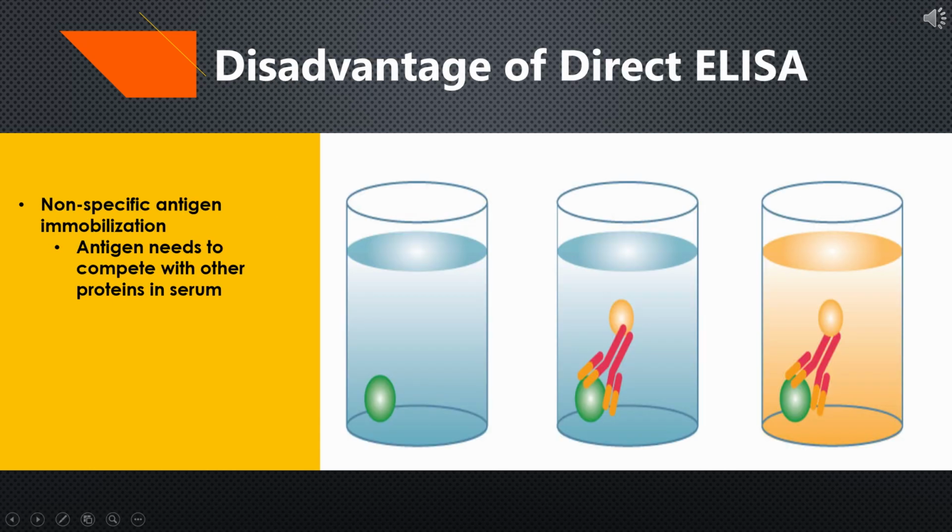So, before I continue, I should mention what one of the biggest disadvantages with the direct ELISA method is, and it's that antigen immobilization methods are not specific. What this means is that, for example, when serum is used as a source of antigen, all proteins in the serum may stick to the microtiter plate well. This means that the small concentrations of antigen in the serum need to compete with the other serum proteins when binding to the well surface.